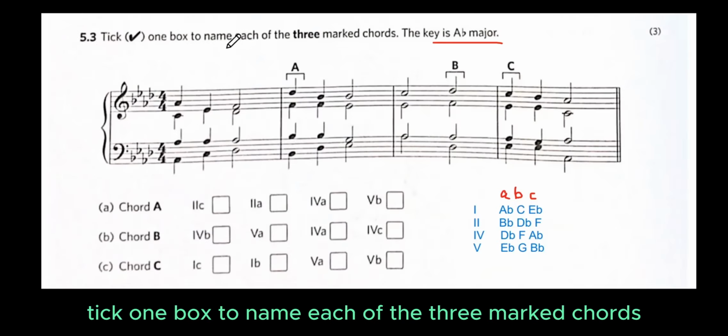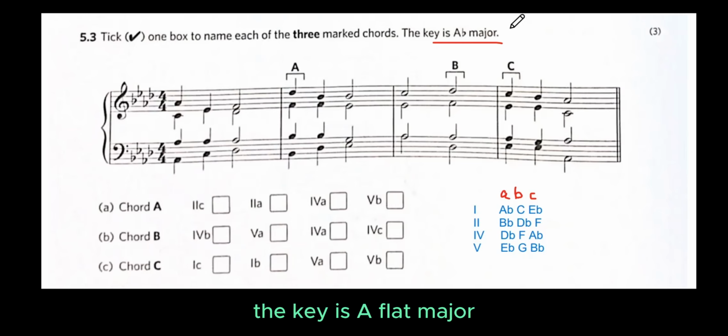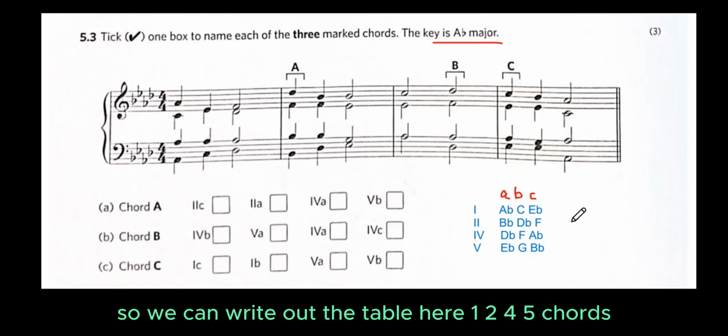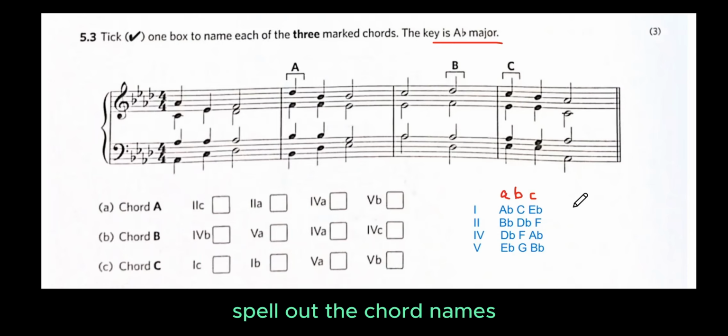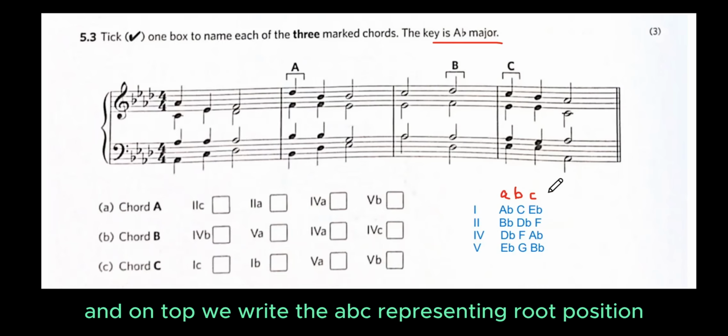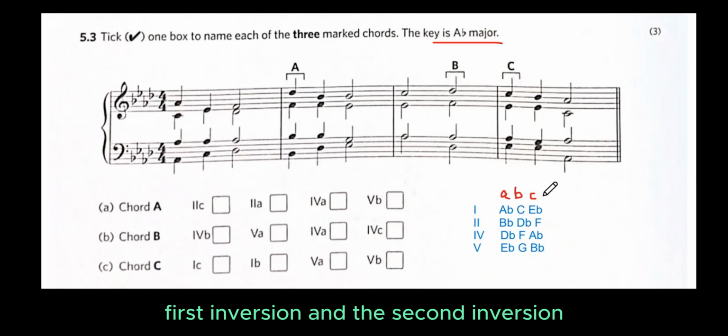5.3. Tick one box to name each of the 3 marked chords. The key is A flat major. So we can write out the table here. 1, 2, 4, 5 chord. Spell out the chord names. 1 is A flat, C, E flat. 2 is B flat, D flat, F. 4 is D flat, F, A flat. 5 is E flat, G, B flat. And on top, we write the A, B, C representing root position, first inversion, and the second inversion.